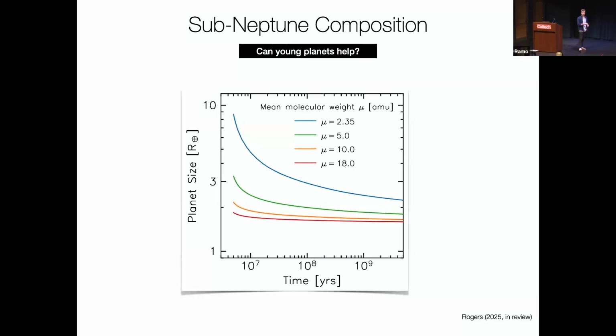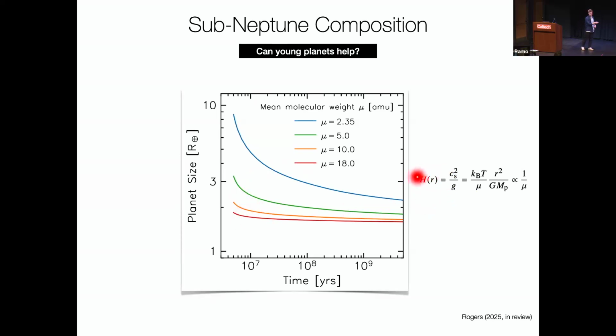If we rewind the clock of a sub-Neptune evolution, from where we observe them today, maybe around gigayear timescales, the initial sizes of these planets are going to be very dependent on the mean molecular weight of their envelopes. So if I start with a very low mean molecular weight, something like solar, the initial sizes of the planets can be nearly 10 Earth radii. They're very puffy. Whereas if I start with a high mean molecular weight, they're going to be small.